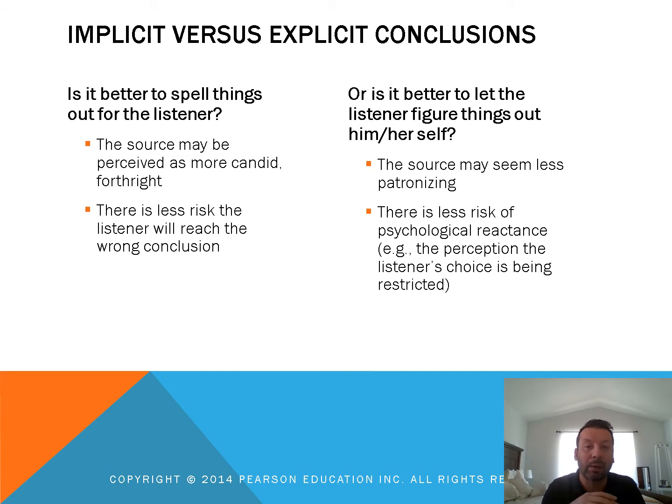When you spell things out for the listener, the source may be perceived as more candid, more forthright, and there is less risk that the listener will reach the wrong conclusion. If I tell you make a left, you're going to make a left, right? Whereas, is it better to let the listener figure things out for him or herself? The source may seem less patronizing in that situation, and there's also less risk of psychological reactance. For example, the perception that the listener's choice is being restricted.